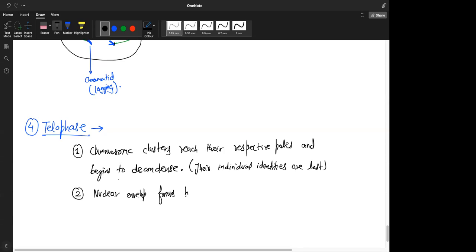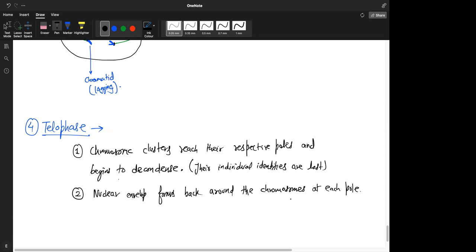Forms back around the chromosome clusters. We know that they are there, right? It's not like they disappeared. We just cannot see them as chromosomes, in compact, stained form. They just disappear when we see it under the microscope. But they are there, they are just decondensed, and the nuclear envelope forms back around the chromosomes at each pole.